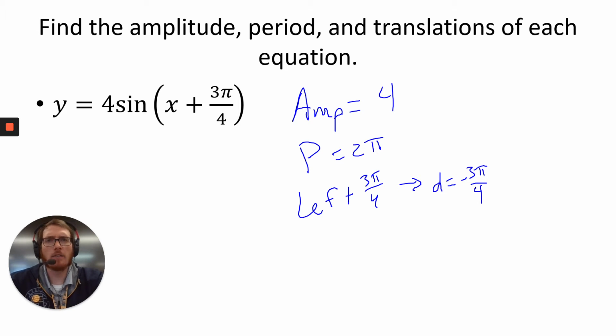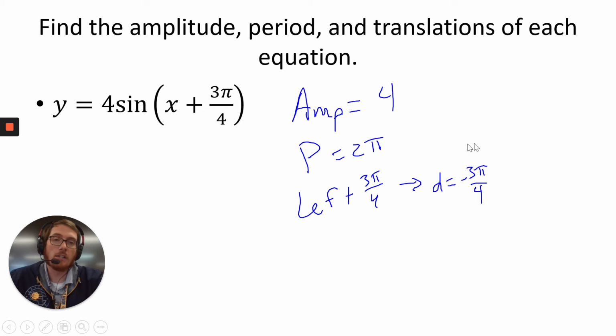A lot of times we have graphing utilities that can help explain some things, but you have to be able to figure out certain aspects of a graph. So for this question, the 4 out front would represent the amplitude. The period will be 2 pi because there's no number in front of the x. And then remember, if it's plus 3 pi over 4 in the parentheses, that moves everything to the left. So your graph would be moved to the left 3 pi over 4.